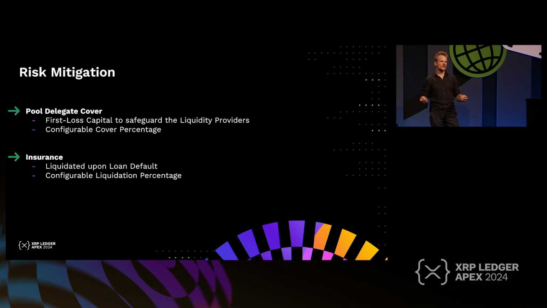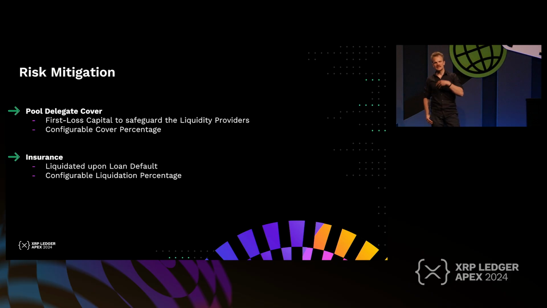So for example, if the pool delegate creates a lending pool with a 50,000 USDC cap, and they configure their pool delegate cover to be 50%, it means that the pool delegate has to deposit 25,000 into the pool as insurance. Once a loan is defaulted, a configurable percentage of that deposited capital is then liquidated and returned to the liquidity providers to cover the losses.